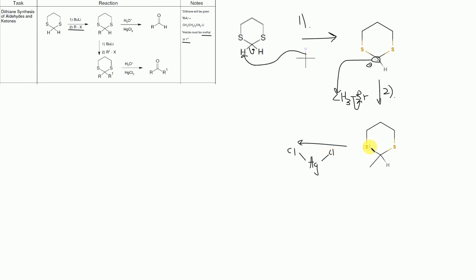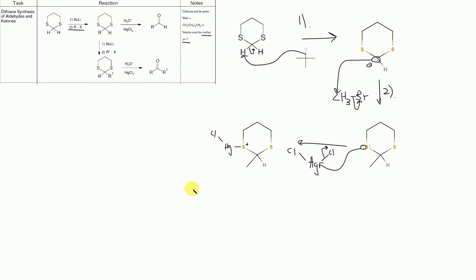HgCl2 acts as a Lewis acid. This acts as the Lewis base, electron acceptor, electron donor, and you form this. It's not important for you to know, but it acts as a Lewis acid-base adduct, and you get this interaction between the Lewis acid and the Lewis base. After that, I get this. I've pasted this again, and now I have this interaction with the Hg, the mercury, and I have the Cl here, and now my sulfur is positively charged.